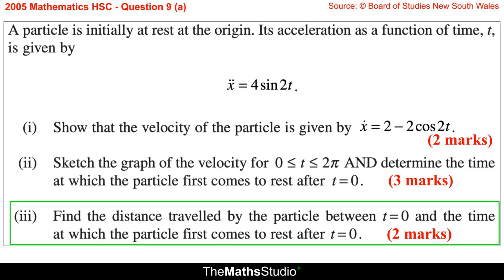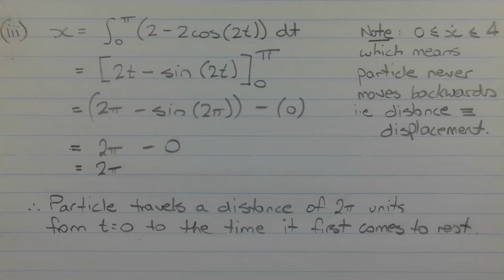Part 3. Find the distance travelled by the particle between t equals 0 and the time at which the particle first comes to rest after t equals 0. From part 2, the time that the particle first comes to rest after time t equals 0 is at time t equals pi. Now it helps to note that the velocity is greater than or equal to 0 and less than or equal to 4, and we saw that in the graph in part 2.